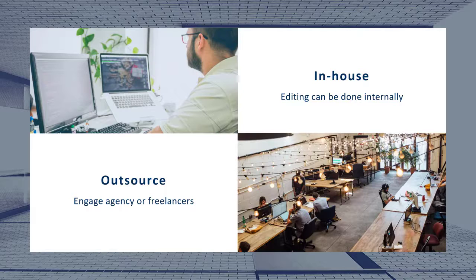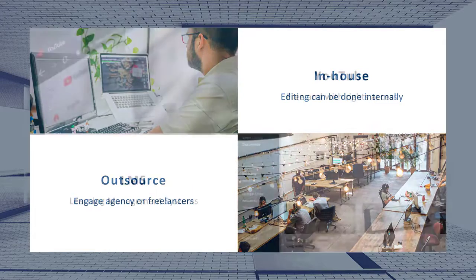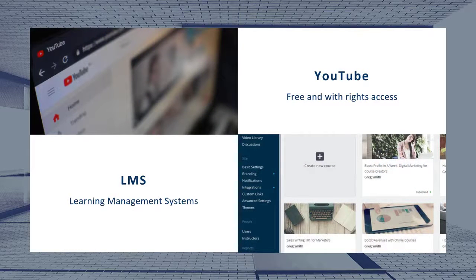So that's editing. Next, you want to determine where you're going to house your videos. So where are they going to live, right? There are two aspects for you to consider. One is free, and it even has rights access. So that's YouTube. For example, if you upload your videos on YouTube, you're able to establish whether it's going to be an unlisted video or a private video, so that people will not be able to search it from the public-facing YouTube interface.